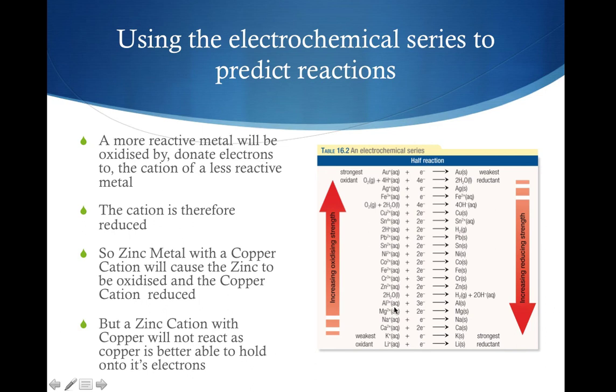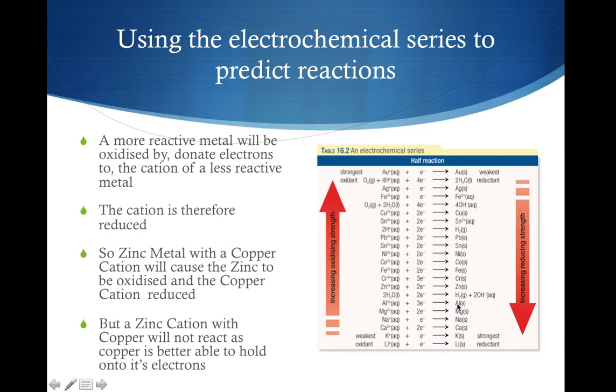Okay, so if we have magnesium and we have iron ions, we can see that the iron ions really quite want to gain some electrons, and the magnesium really quite wants to do the reverse. Okay, magnesium is a stronger reductant than iron. Iron ions are a stronger oxidant than magnesium ions.